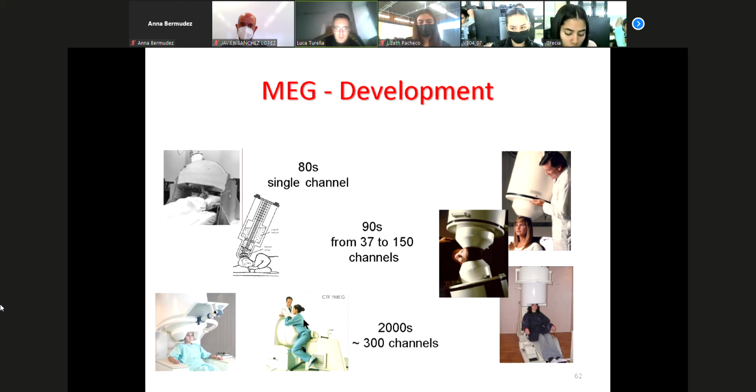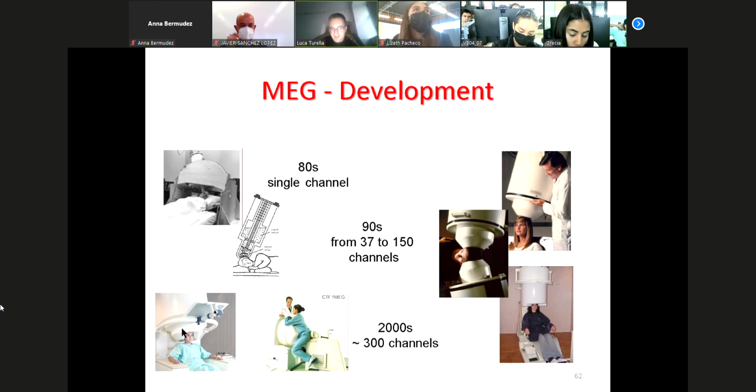People, so a pregnant woman will basically put the belly here with the fetus, and you can record the activity from the brain of the kids, obviously, while they are still in the belly of the mother. And this is a specific type of application of MEG, but just to give you the full picture.